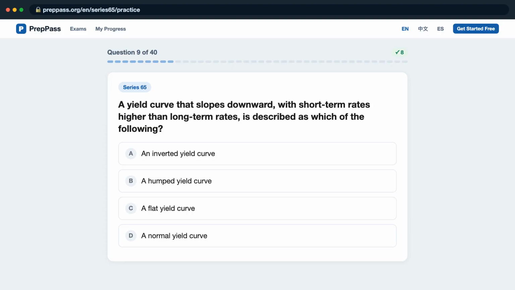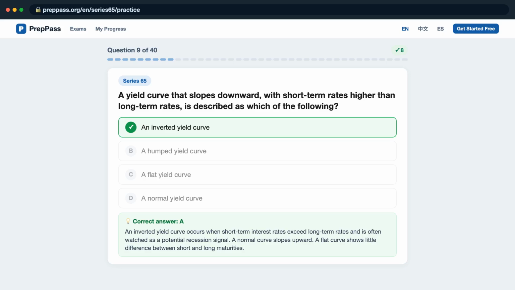Question 9. A yield curve that slopes downward, with short-term rates higher than long-term rates, is described as which of the following? Is it A, an inverted yield curve? B, a humped yield curve? C, a flat yield curve? D, a normal yield curve? The correct answer is A.